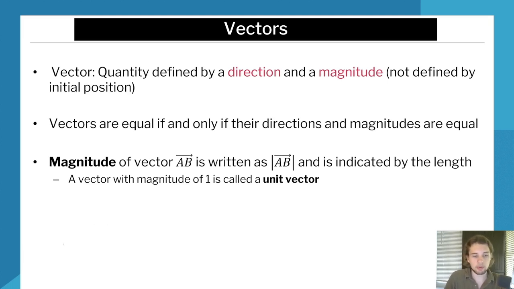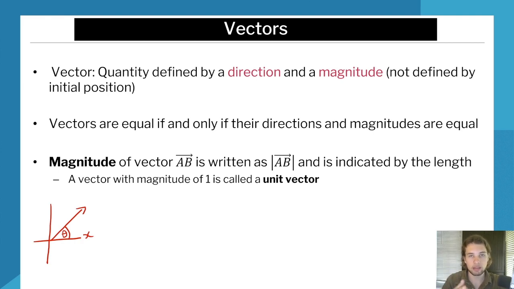So we like to represent vectors with arrows, where the length would represent the magnitude and the direction would be represented by the way that the arrow faces. So let's say if it's on a plane, the direction we could think of as maybe the angle from the x-axis, which is a very common way to consider the direction of a two-dimensional vector.